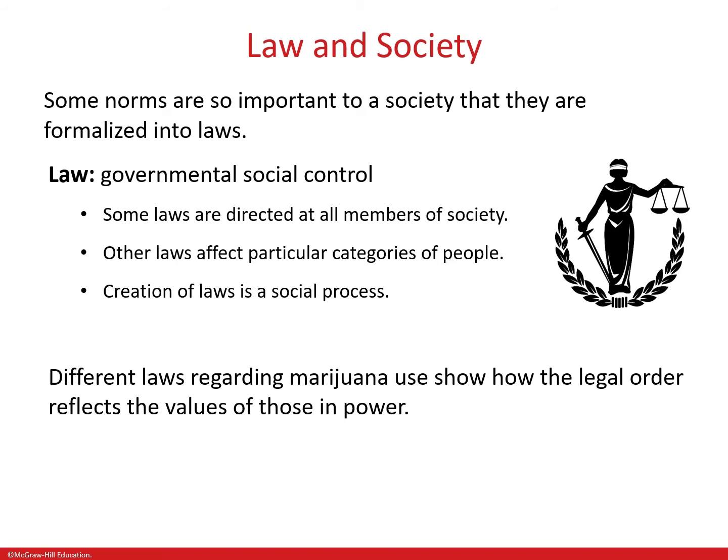But we see more currently different laws regarding, say, marijuana use, and how the legal order reflects the values of those in power. Many feel that marijuana should be legalized. There have been changes over time in the medical use of marijuana and how effective it could be for many people going through cancer treatments. I know some families in the autism community whose children have suffered seizures, who are severely autistic, and marijuana has benefited their children even. So, the evidence has shown that as people's values change over things like that, we'll start to see the laws change.